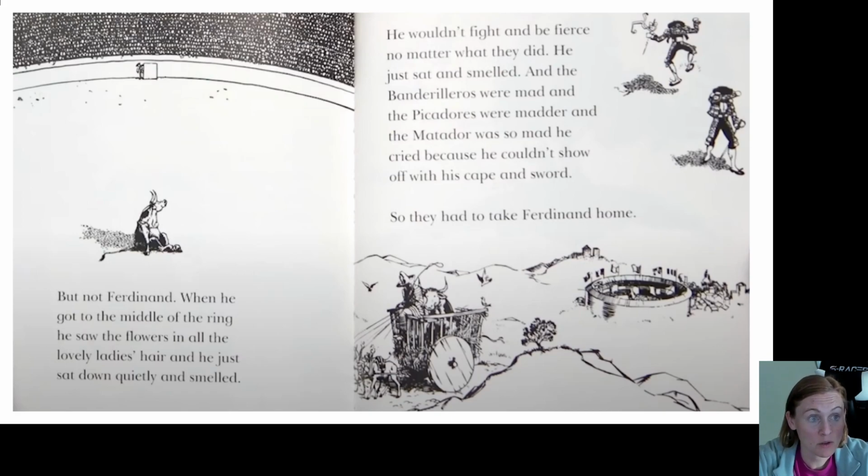And the banderellos were mad, and the picadors were madder, and the matador was so mad he cried because he couldn't show off his cape and sword. So they had to take Ferdinand home.